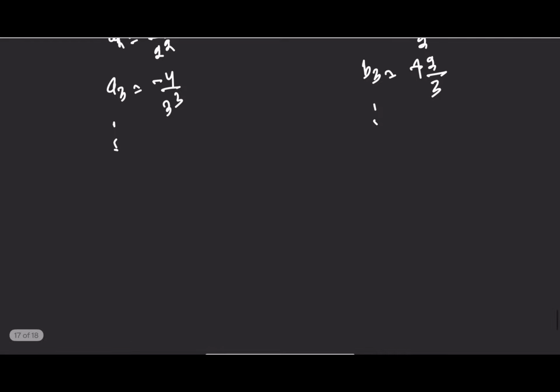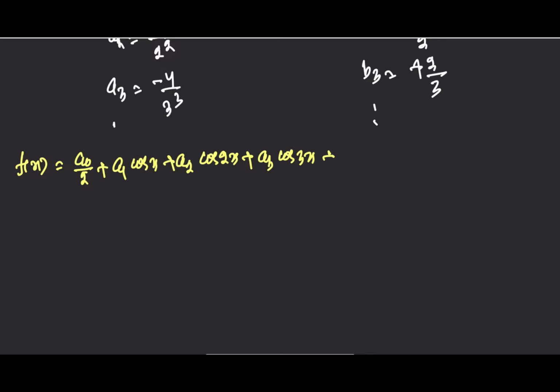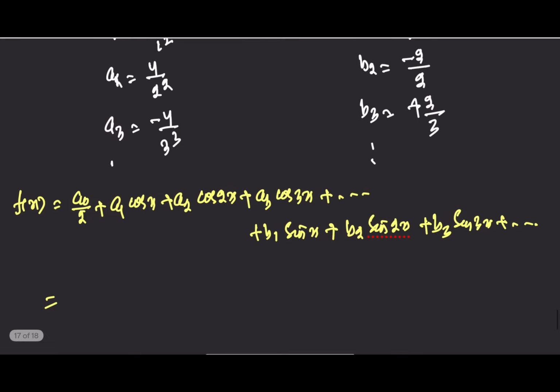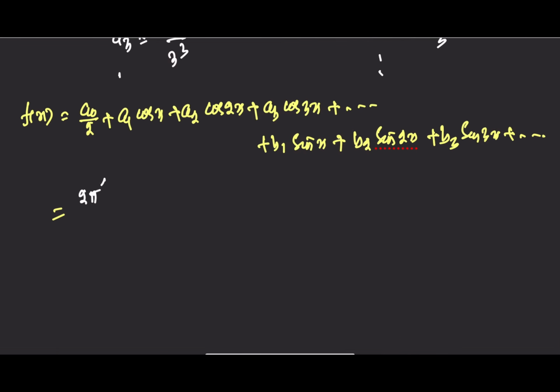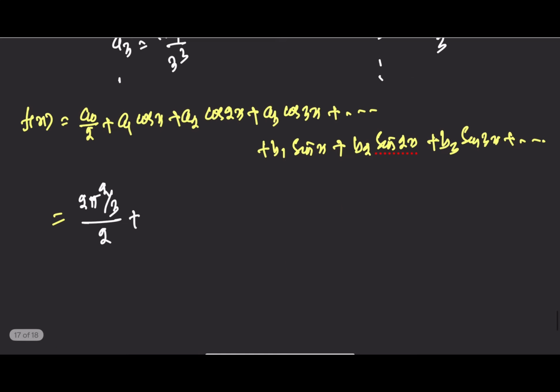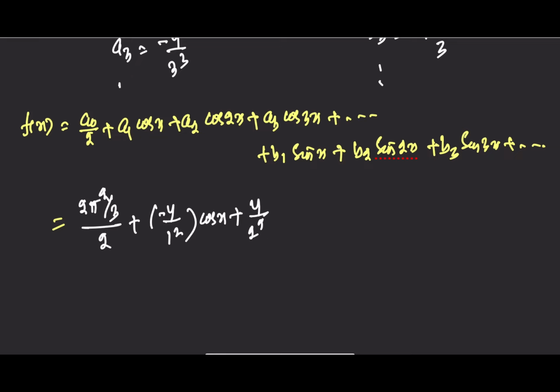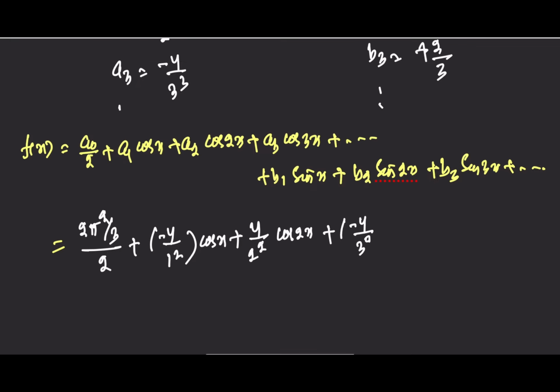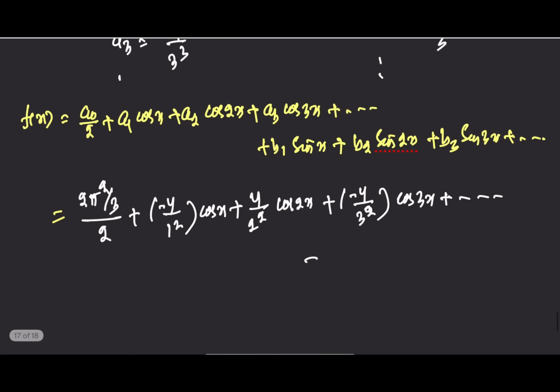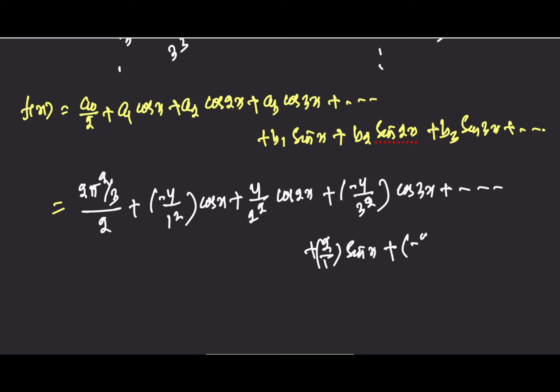now use these values in the Fourier series expansion of the function, that is, a0 is 2 pi square by 3, a1 is minus 4 by 1 square, a2 is 4 by 2 square. Like this, put all values of an and bn, that is the coefficient of cosine function and sine function respectively. Okay.